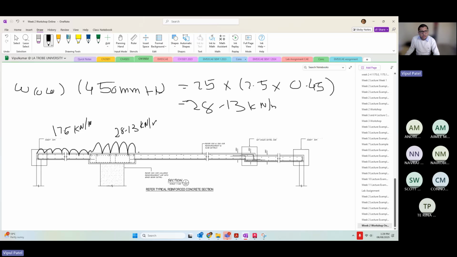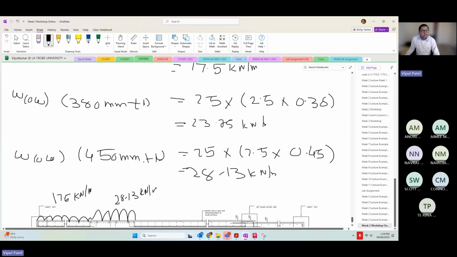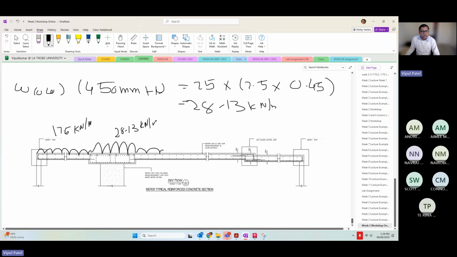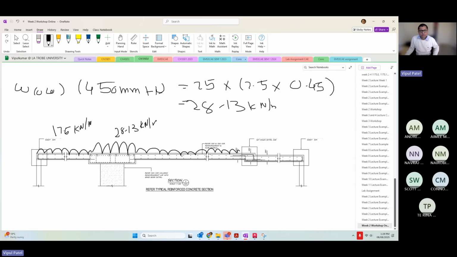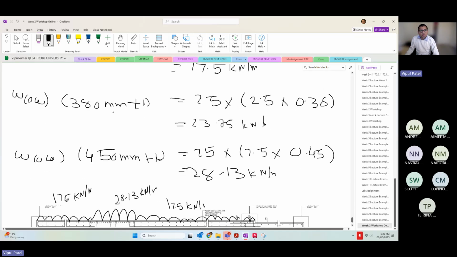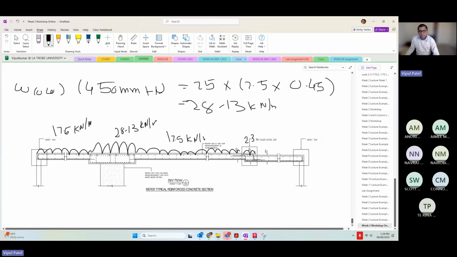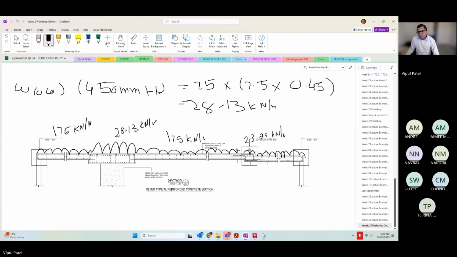When again this thickness is 280, then you are going to get up to here. Then you have 17.5 kilonewton per meter again. Then you will have this tiny bit, which is your 380, 23.75 kilonewton per meter. And then you are going to get this one, your 17.5 again, because it's 280. It's based on thickness. As the thickness increases, 2.5 is constant.